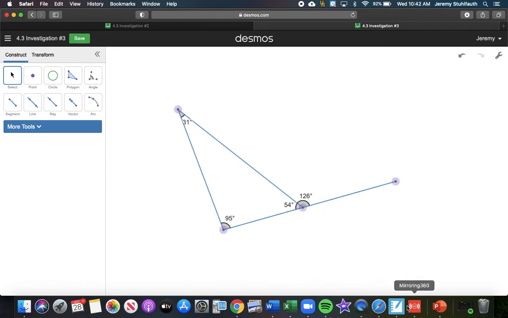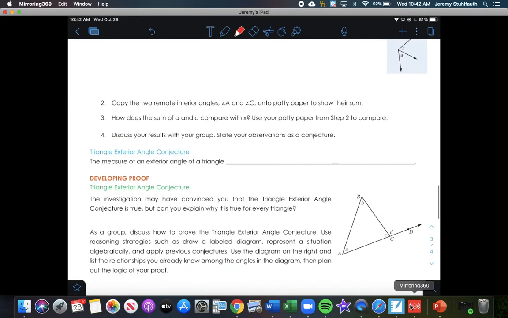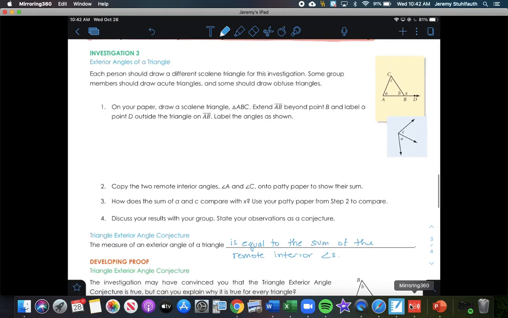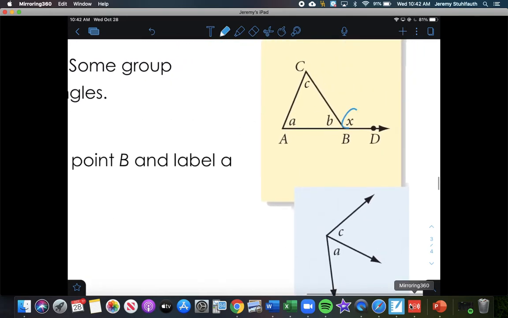So if we jump back over to our notes, the measure of an exterior angle of a triangle is equal to the measure, or the sum, of the remote interior angles. Okay? So again, what that means is this exterior angle is equal to the sum of A plus C.